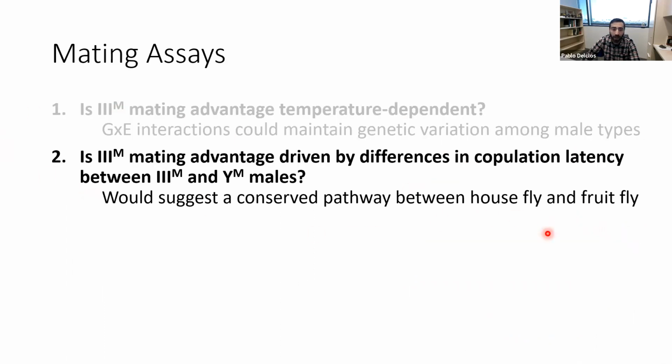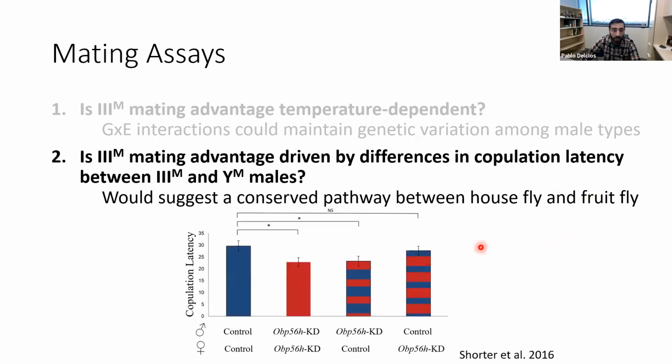But for the sake of this talk, the second behavioral question we wanted to address was whether this 3M male mating advantage is driven by differences in copulation latency between male types? In other words, we wanted to replicate the design used in that fruit fly study, which showed that OBP56H suppression results in male fruit flies mating more quickly. And so if we get a similar result in housefly, then this would suggest that maybe there is a genetic pathway linking OBP56H expression and male copulation latency, a genetic pathway that's conserved between these two species.